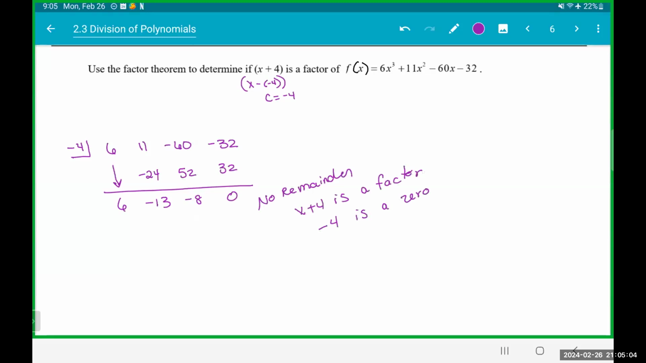Okay, so the x plus or minus a value, c, is a factor. Whatever the value of c is a 0. Okay, so that's the terminology difference. Okay, question.